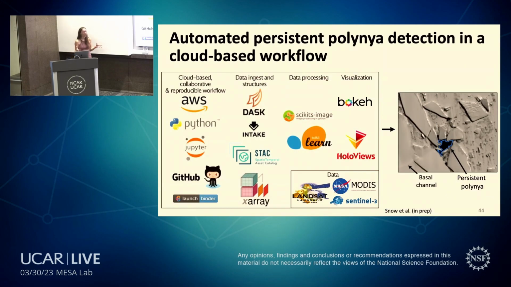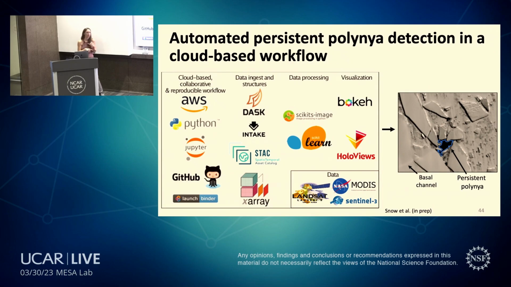So to do that, we want to automate detecting this polynya using a cloud-based workflow that makes it more collaborative, more transparent, and reproducible. We're using various open source data packages for data ingest and structures, data processing, and visualization. And then we're using Landsat, MODIS, and Sentinel-3 data to do this. And what we get out of this is what's on the right, just a shape file of this polynya.